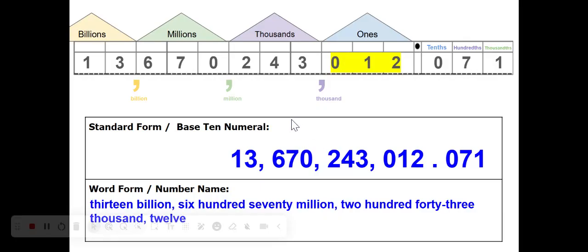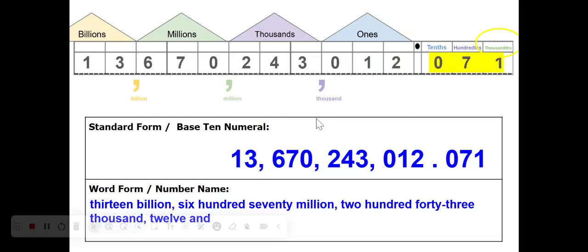But what always comes right after the ones is that decimal point. And when we're writing this word out and when we're reading it out loud, when we see that decimal point, we write and say the word and. So we need to make sure that we put and into our number name.